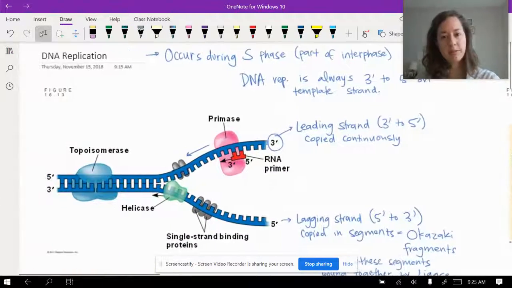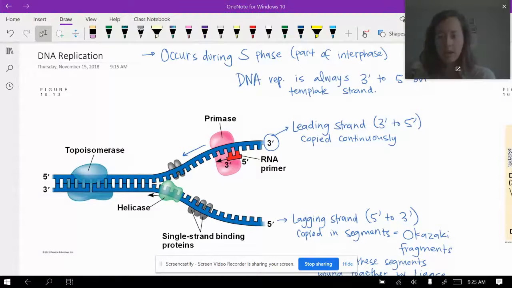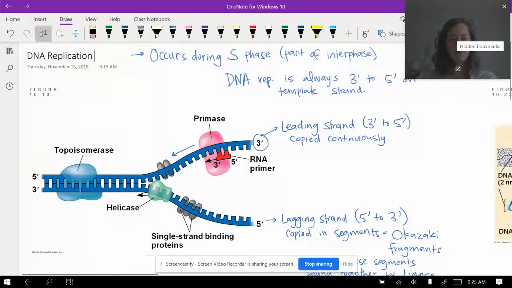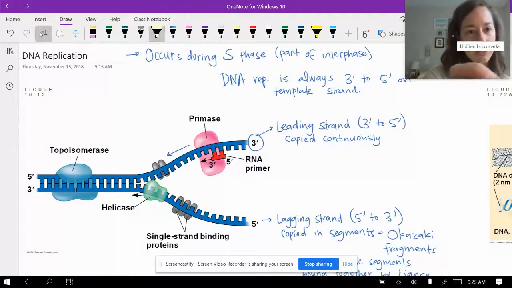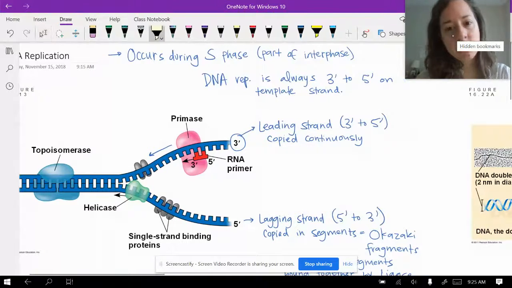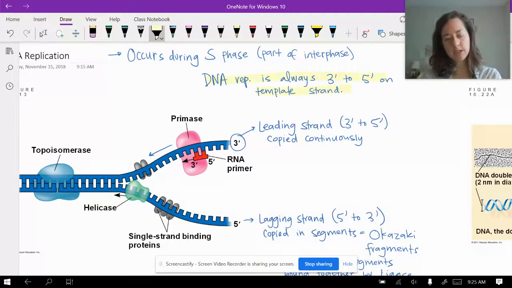First of all, DNA replication happens during S phase, which is part of interphase. It's the part of interphase where the DNA replicates. S stands for synthesis. One thing that's important about DNA replication is that it always happens from 3 prime to 5 prime on the template strand.